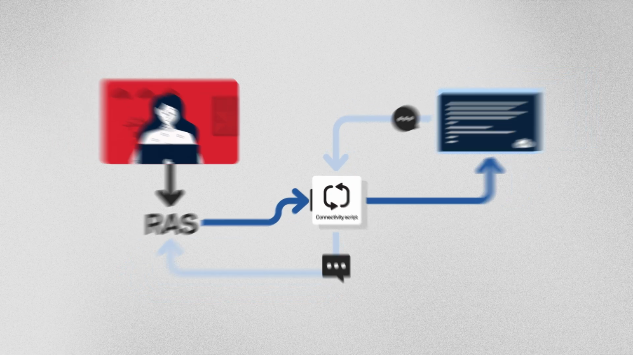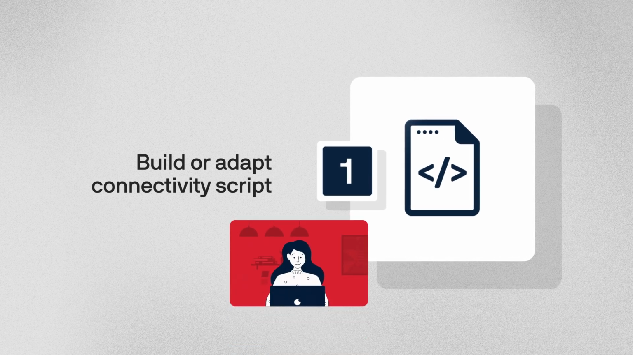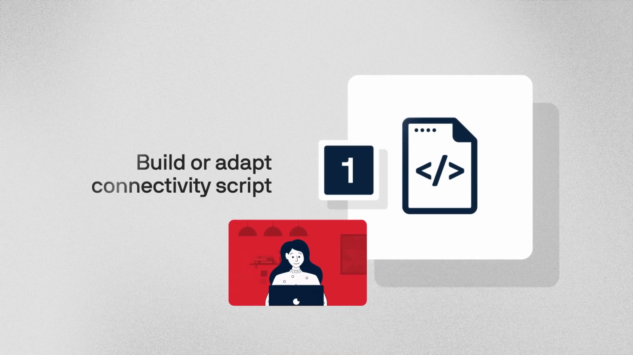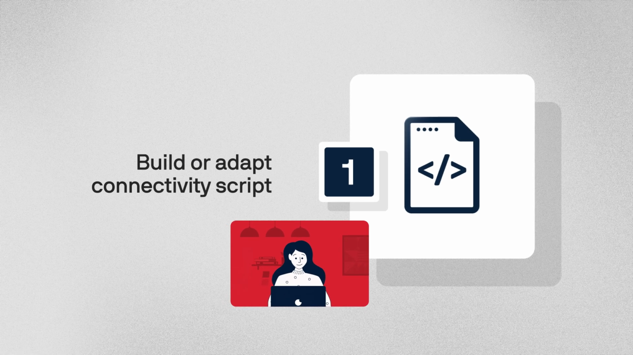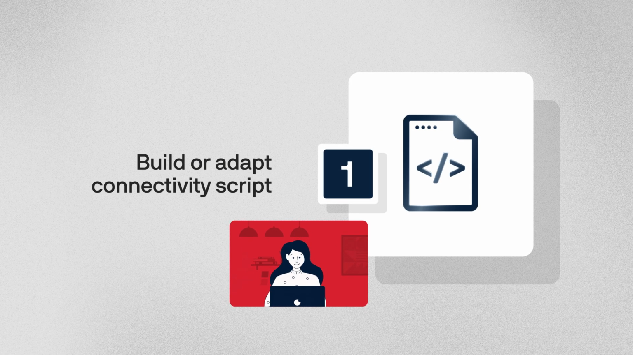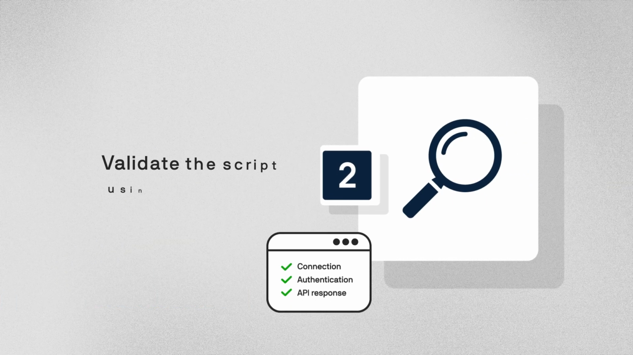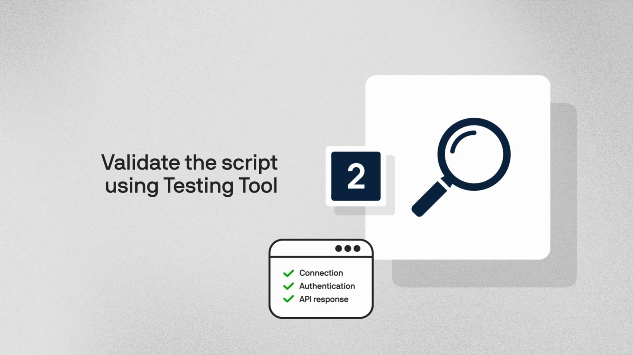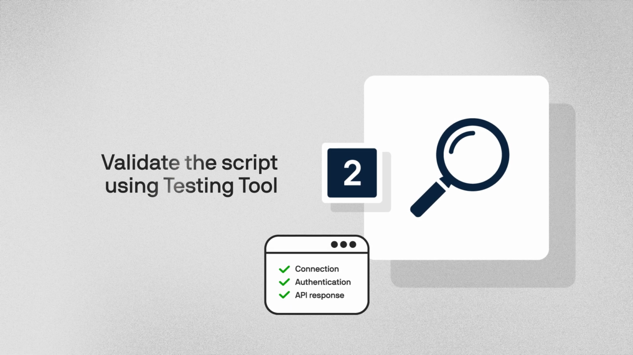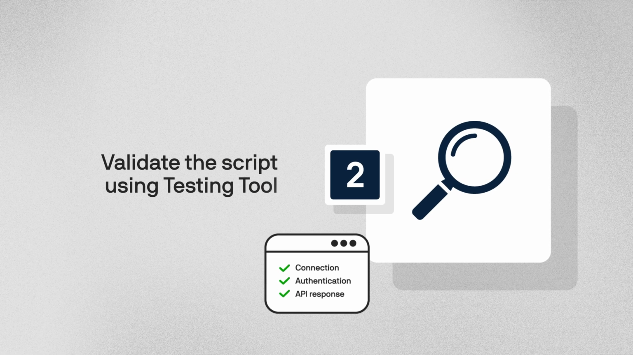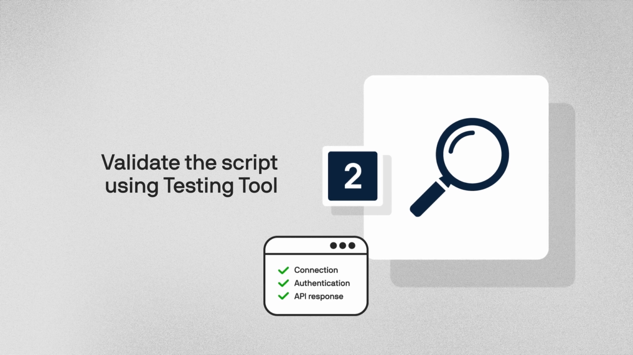The process begins by building or adapting a connectivity script. This script enables communication between the provider agent and the target hypervisor or cloud platform. Organizations can either create their own connector from scratch or modify an existing one to fit their environment and use case. Once the script is created, the next step is validation. Using the testing tool, administrators can verify that the connector is functioning properly and that communication with the target platform is working as expected. This ensures the integration is stable before it's deployed into production.